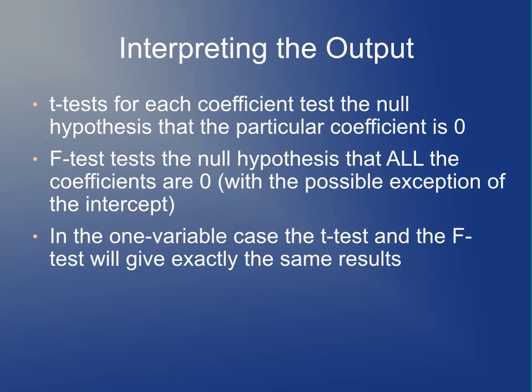In the one variable case, the t-test and the F-test will give exactly the same results, which makes sense because there's only one variable. The t-test tests the null hypothesis that one variable is equal to 0. The F-test tests the null hypothesis that all the variables are equal to 0. In this case, there's only one variable, so it's testing exactly the same hypothesis. But when you do multiple regression, there will be more than one predictor variable, so more than one t-statistic, and in general, the F-statistic will be different from these t-statistics.